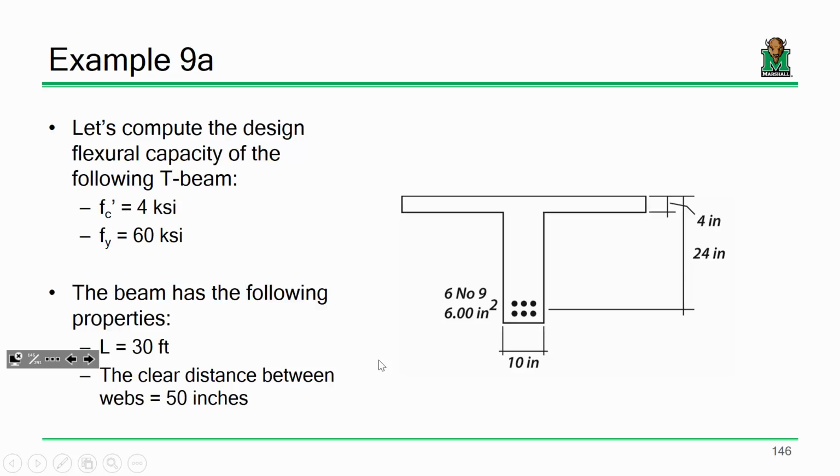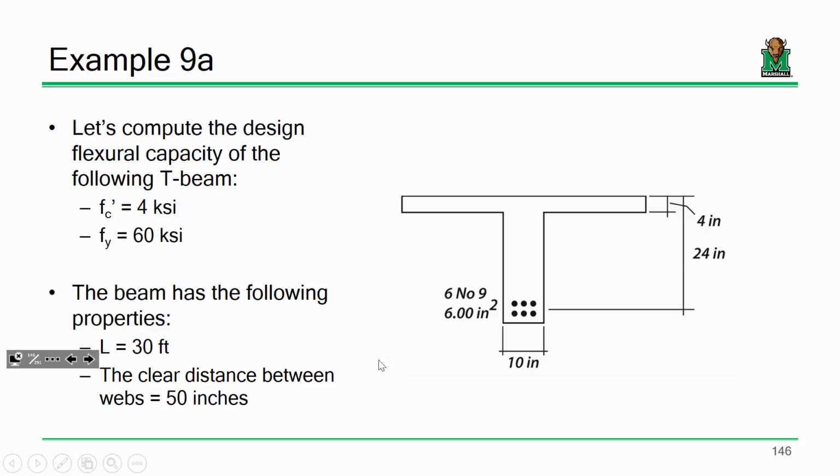So I want to start off with this example. I want to compute the design flexural capacity, the phi M_n, of the following example. So we have a T-beam. Now we've got a flange thickness of 4 inches, and we have an effective depth, d, of 24 inches. Now we've got 6 number 9s, so we know the area. That's pretty simple. It's 6 square inches. We know the web width is 10 inches.